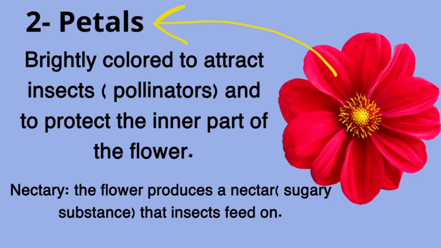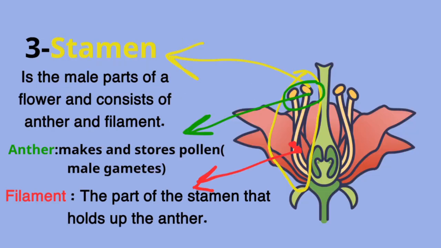Now, we talked about the green part outside, which is called sepals, and the brightly colored part, which is called petals. Now, let's talk about the reproductive part. So, flowers can give us seeds. Why? Because it has male and female organs. So first, let's talk about the male organ. It's called stamen. Stamen is the male part of the flower.